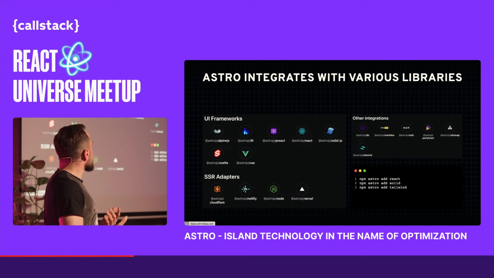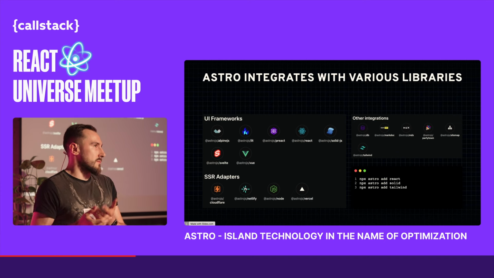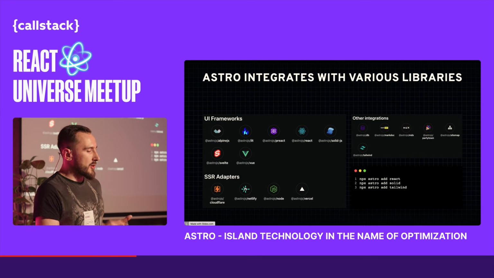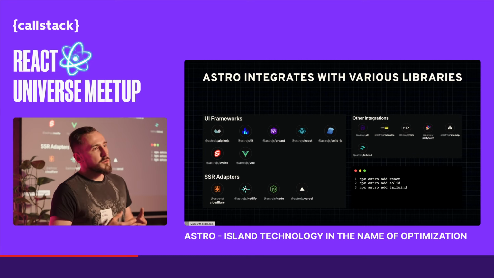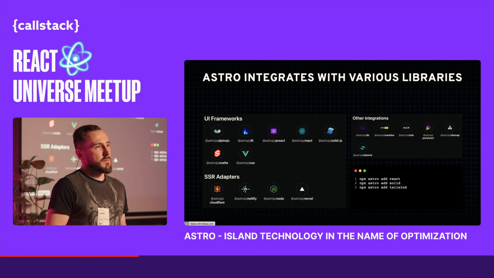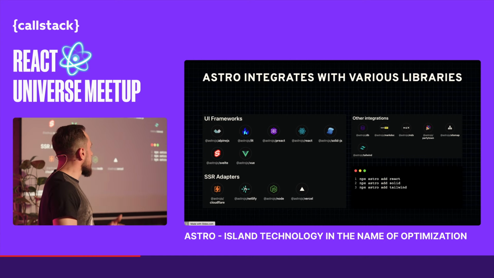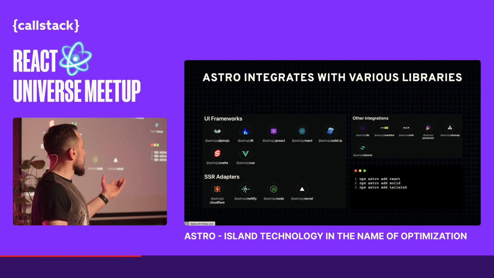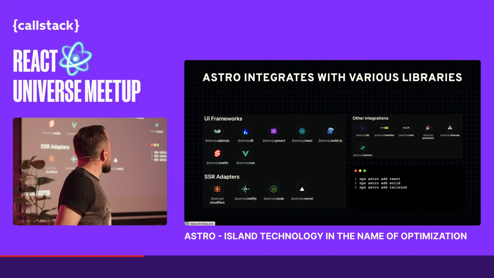Yeah, and Astro integrates with many libraries. Not only UI libraries, but also some different tools like Tailwind, like PartyTown. And what's best about that is you don't need to install them by yourself. You can simply run a command. For example, I need React, so I run Astro add React. I need Tailwind, so I will run Astro add Tailwind. And that's basically it. You have now React in your Astro.